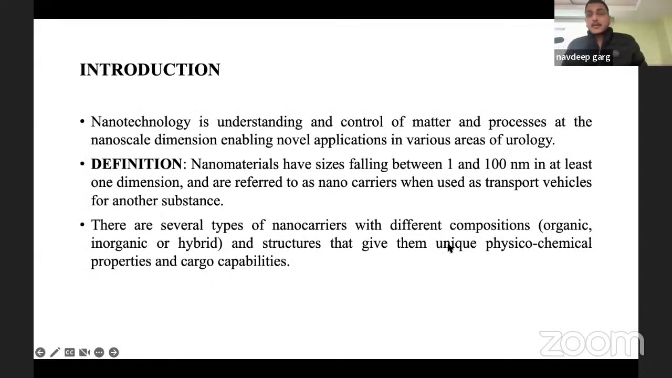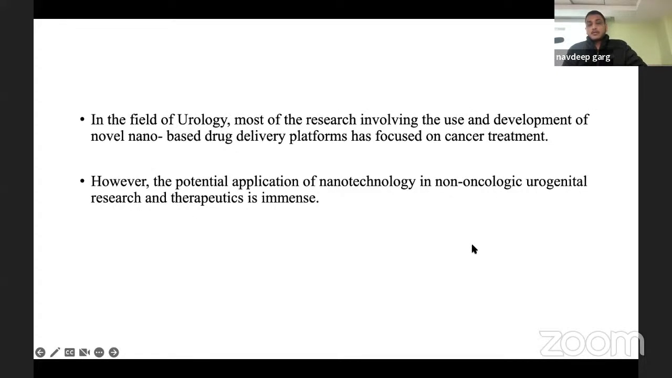Coming to the introduction, nanotechnology is the understanding and control of matter and processes at the nanoscale dimension, which enables novel applications in our field of urology. Coming to the definition, nanoparticles have sizes falling between 1 to 100 nanometers in at least one dimension and are referred to as nanocarriers when used as transport vehicles for another substance. There are several types of nanocarriers with different compositions, organic, inorganic, or maybe both, and structures that give them unique physico-chemical properties and cargo capabilities.